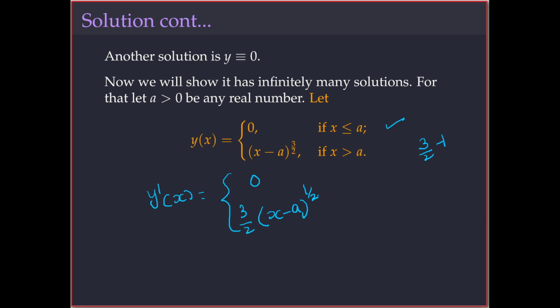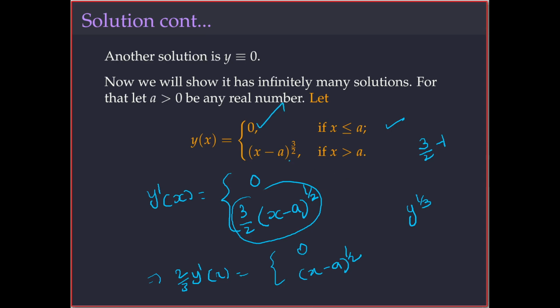So I can write (2/3) y'(x) equals 0 and (x - a)^(1/2). Now, what is y^(1/3)? If I take y^(1/3), this is 0 and this is (x - a)^(1/2). So this is equal to y^(1/3), and hence it satisfies the differential equation, and therefore this is a solution. For each a, I am getting a solution, so for each a, y_a(x) is a solution. Therefore this has uncountably many solutions, infinitely many solutions.